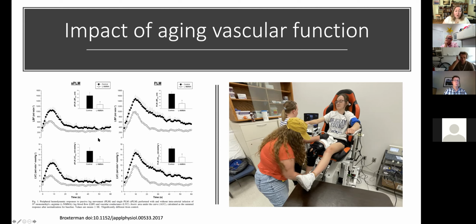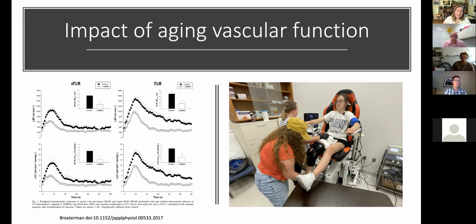In this study, they also looked at single PLM, or SPLM, and this is when the researcher moves the subject's leg from 180 to 90 degrees and back to 180 one time. And then the researcher scanning the femoral artery will measure the blood flow. So that is this image on the left.